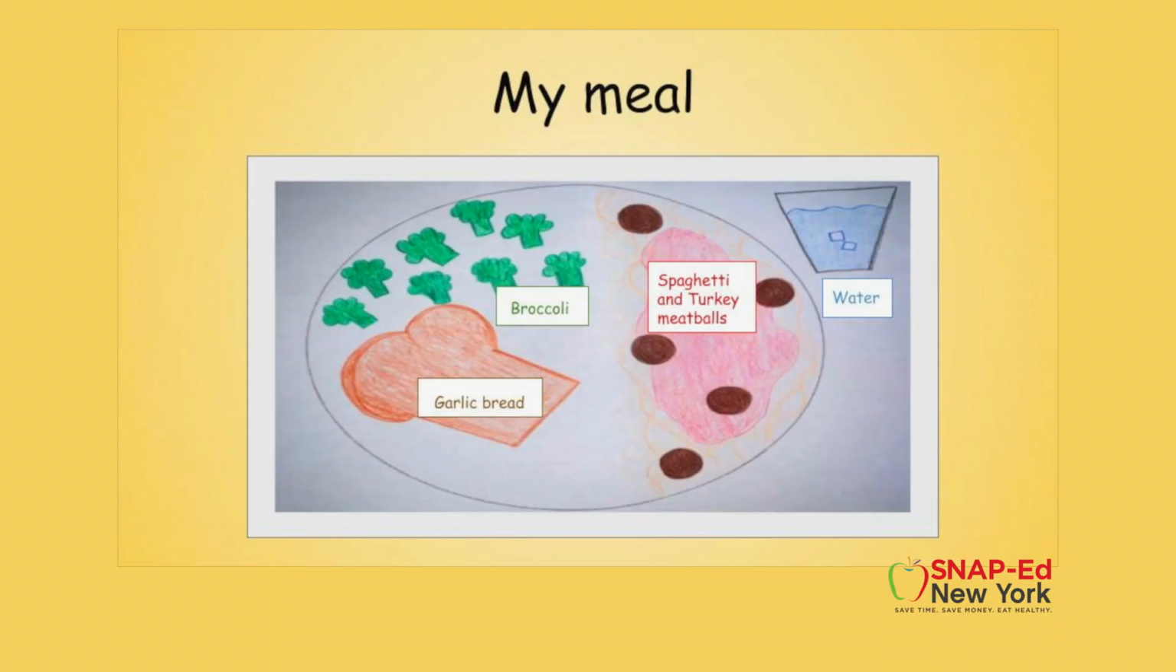Looking at my meal, I see I have tomato sauce and broccoli, which is part of the vegetable group. The turkey meatballs are a lean protein, and the bread and pasta are grains. I have 3 out of the 5 food groups. So that means I'm missing dairy and fruit from this meal. Oh no, what am I going to do about that?